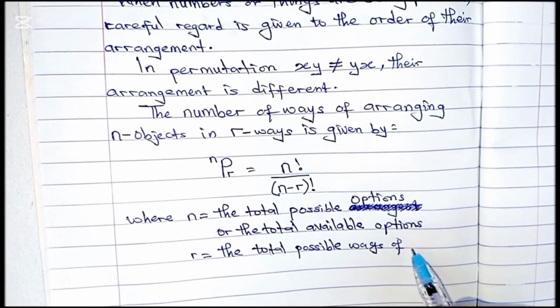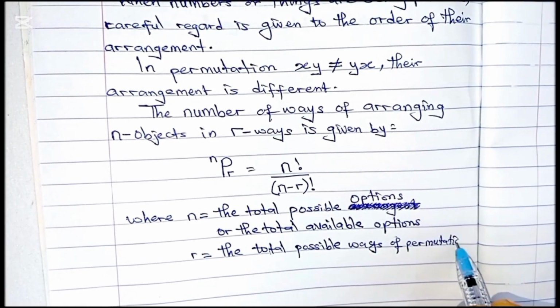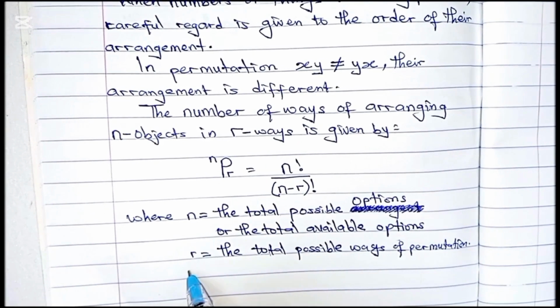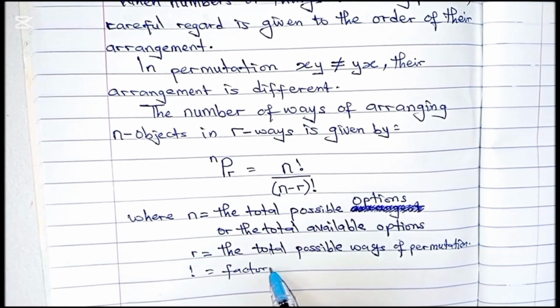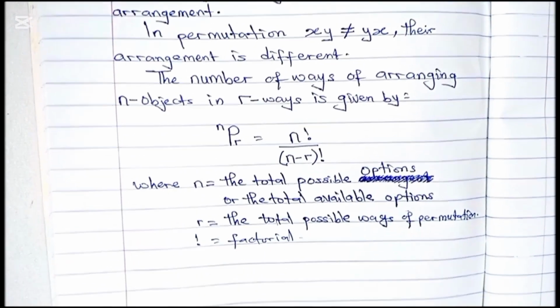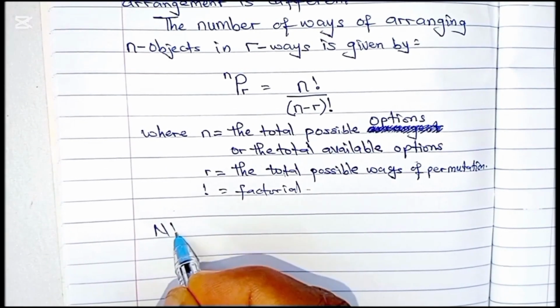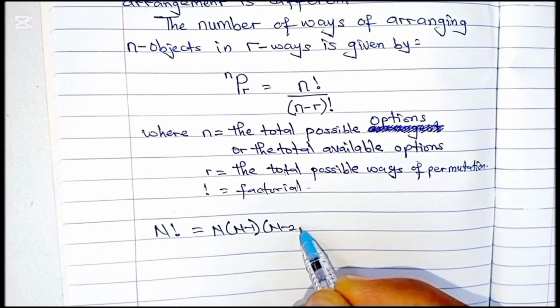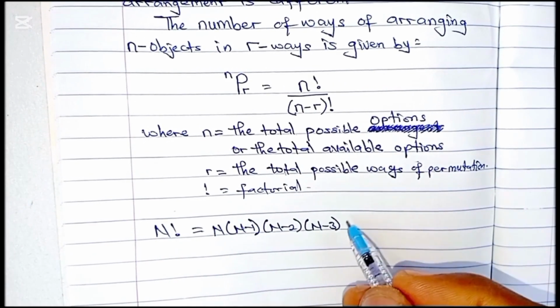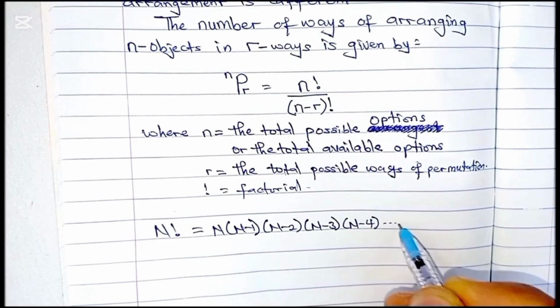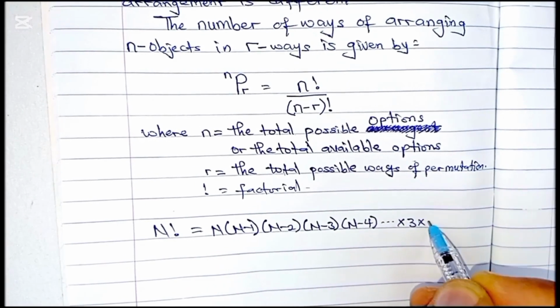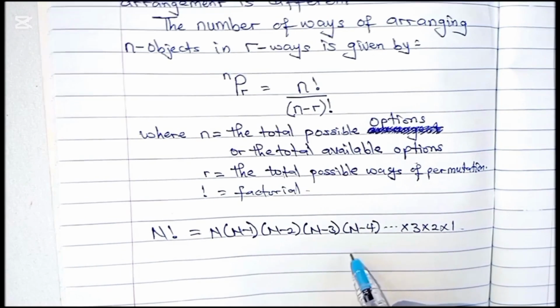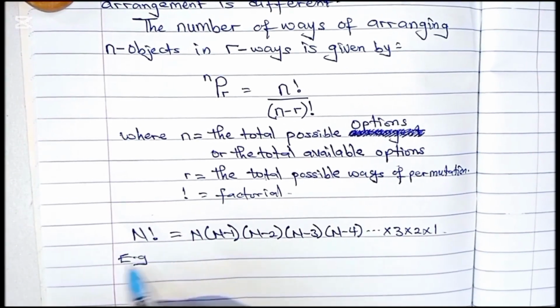N is the number of available values. R is the possibilities of permutation. Then factorial is the multiplication of a number down from itself to 1. N factorial therefore will give n multiplied by n minus 1, n minus 2, n minus 3, up to 1. And so let's look at examples to explain factorial.